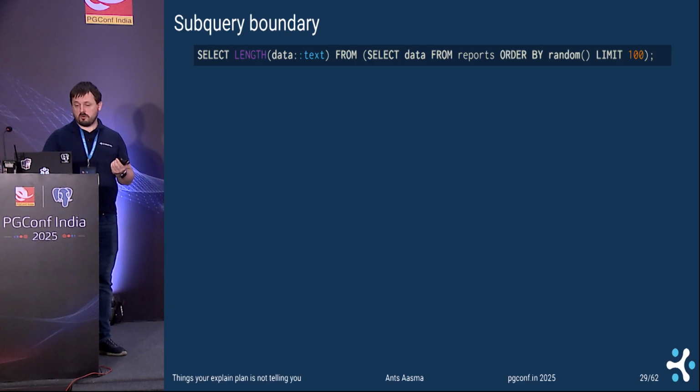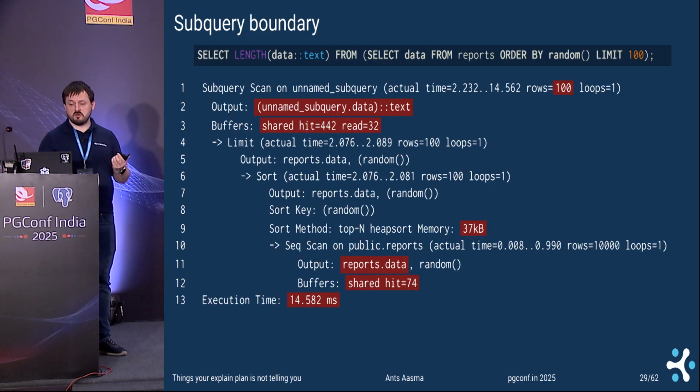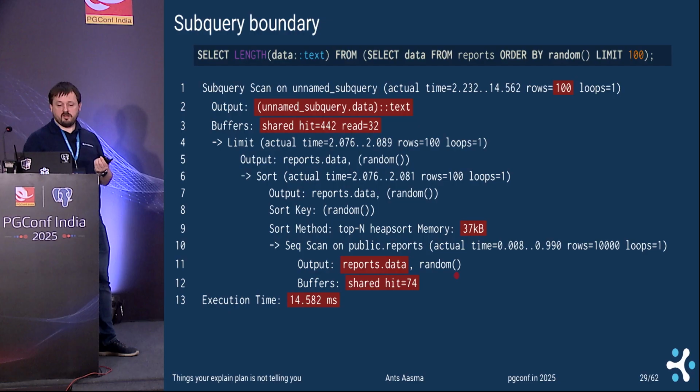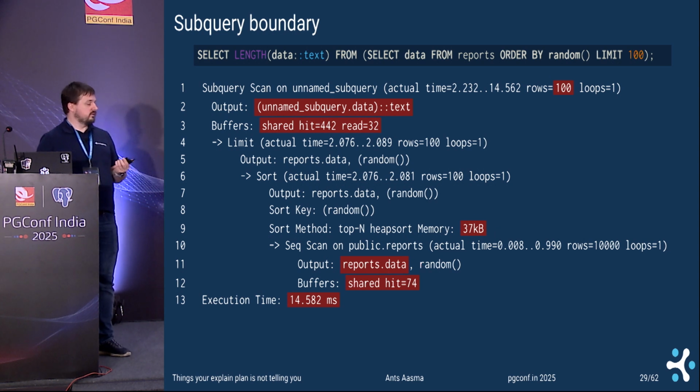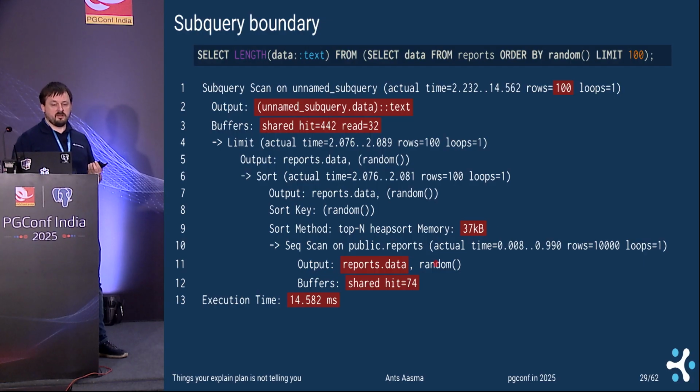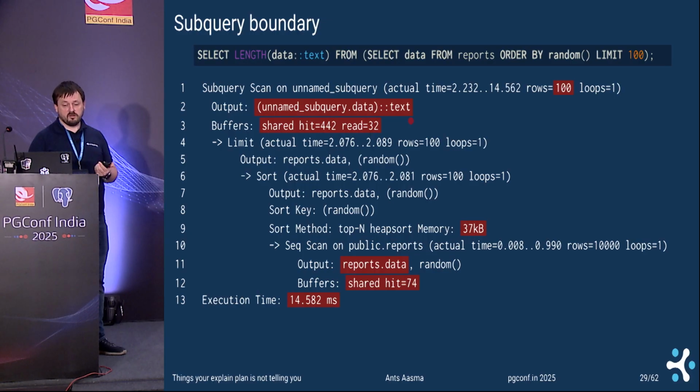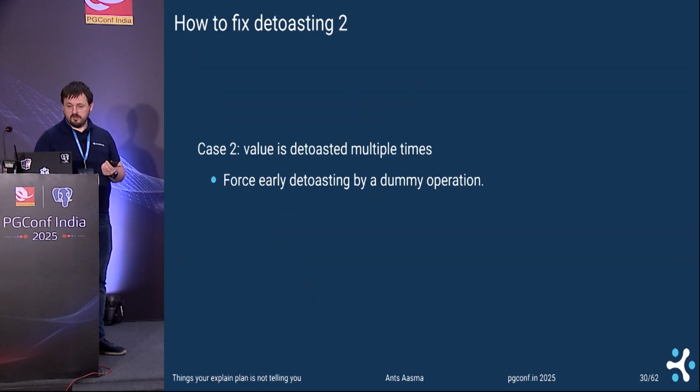So we made our query more complex, but if we check the execution plan, it's now 100 times faster. And over here, we are outputting only the data field, which means that no detoasting is necessary, and we only need a bit of stuff to sort it. And then only on output are we actually executing this detoasting code. So that was the case where we are doing this too early.